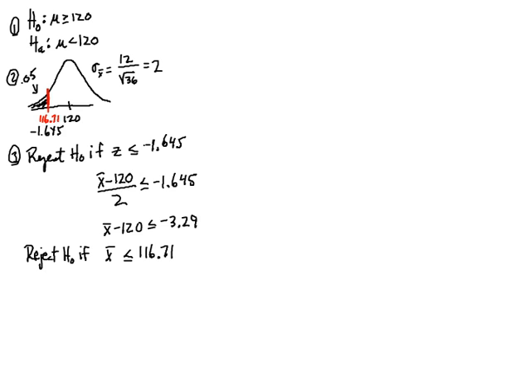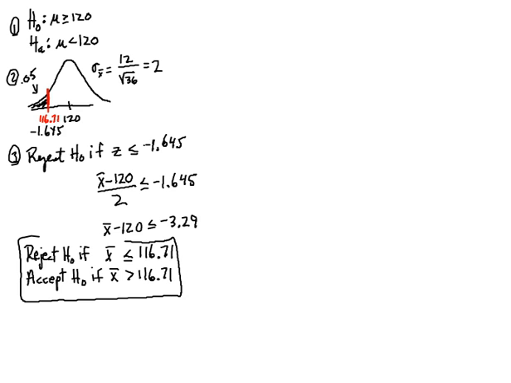But in this case, because I'm analyzing type 2 error, I'm going to go ahead and accept H sub 0 if my sample average x bar is greater than 116.71, and create what is called a decision statement or a decision rule. Now, I'm going to try to analyze this problem for type 2 error.